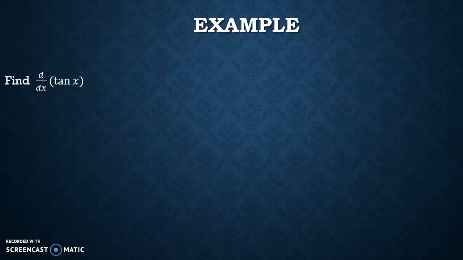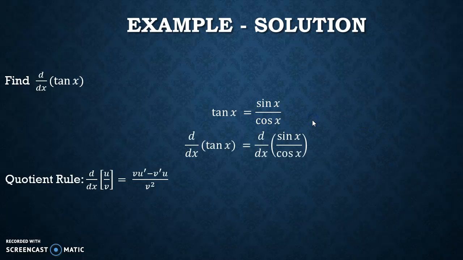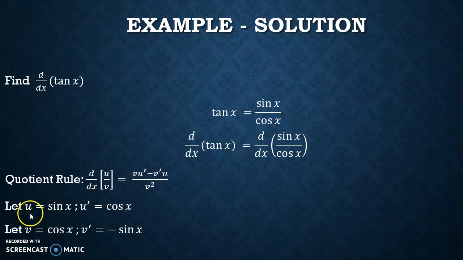So derivatives of tan x. Tan x equals sine x divided by cos x. That's just a trigonometric property. That's probably worth remembering. So here we've got a quotient, so we can use the quotient rule: u over v, derivative of u times v minus derivative of v times u, over v squared. We let u equal sine x, and so the derivative is going to be cos x, and v equal cos x, so the derivative of v will be negative sine x.